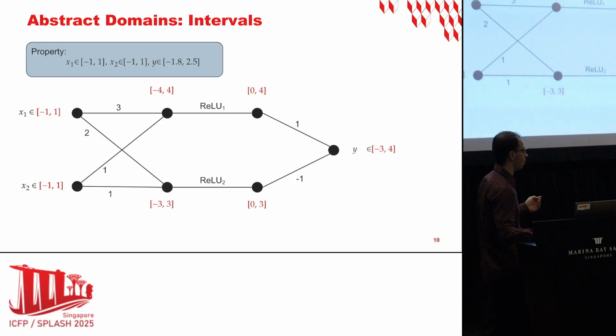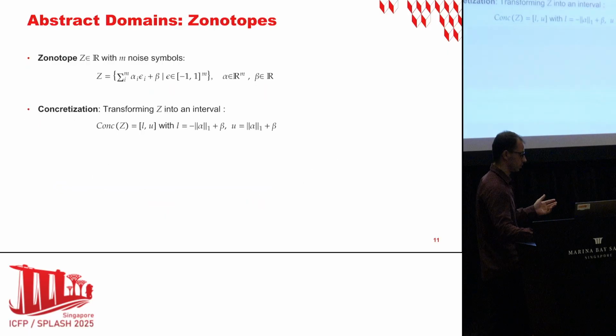Thus, we need more precise domains. So, zonotopes: if you are familiar with them, good, but if not, a quick walkthrough is that a zonotope is an affine transformation of a hypercube. It is represented by 2 parameters, alpha and beta.